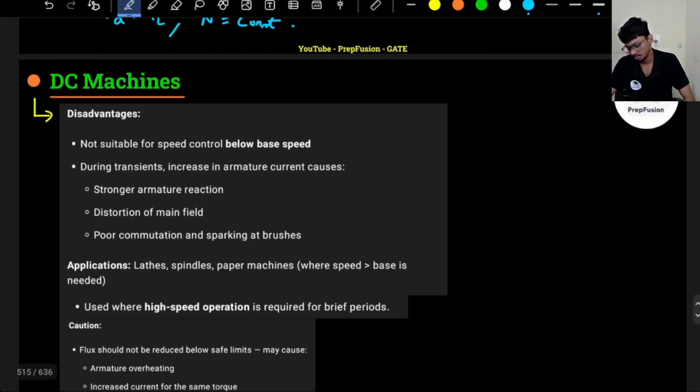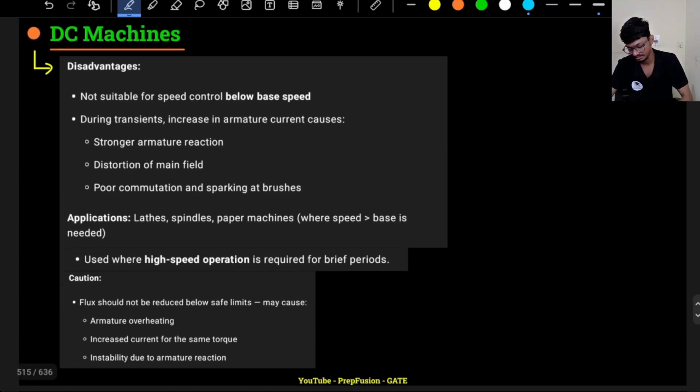Disadvantages, as I mentioned previously: it is not suitable for speed control below the base speed. During transient, increase in armature current can cause stronger armature reaction, because initially there will be a bit of increase in armature current as I discussed. So in transient, the armature current increases, there will be stronger armature reaction, distortion in the main field, poor commutation, and sparking can also occur at the brushes. So these are suitable for lathes, spindles, and paper machines where the speed is generally higher than the rated speed.